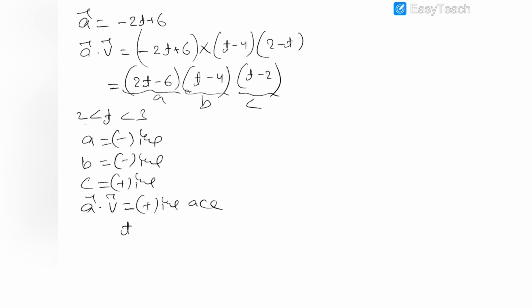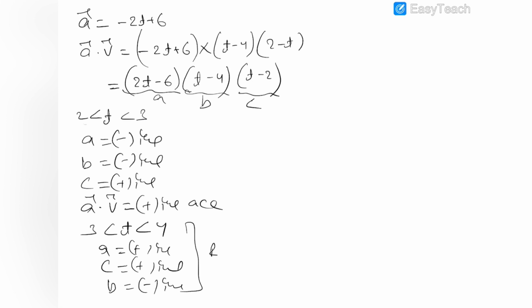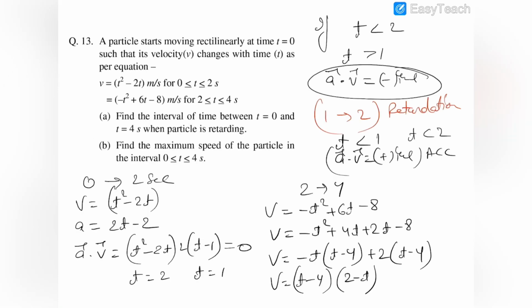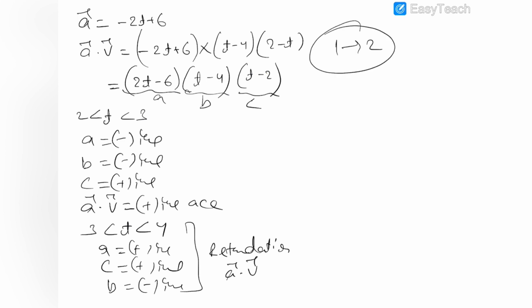So in t from 3 to 4, you can see that A will be positive and C would be positive and B would be negative. So this period would be retardation because a dot v is negative. So the retardation period is, initially it was 1 to 2 and then it is 3 to 4.